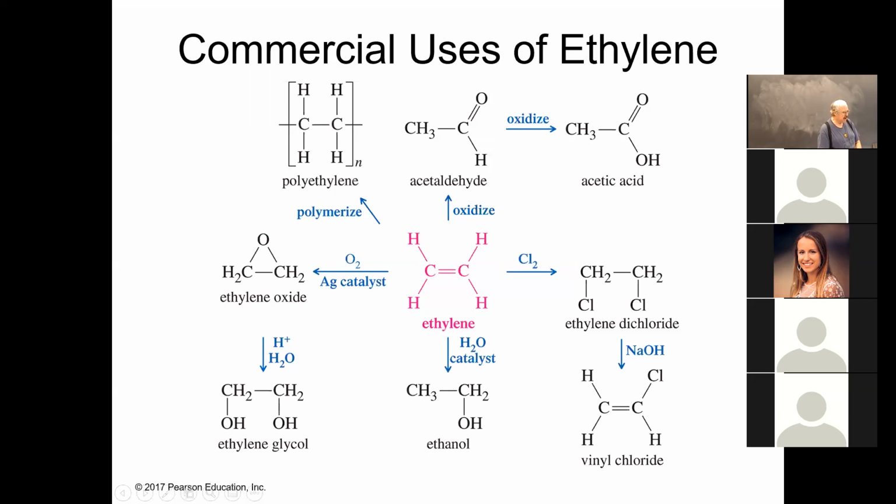Okay, we can make vinyl chloride from ethylene, and vinyl chloride is a starting material to make polyvinyl chloride, or PVC. PVC is used to make plastic water pipes. It's also used to make raincoats, for example, and the old phonograph records were made of vinyl chloride, or I'm sorry, polyvinyl chloride.